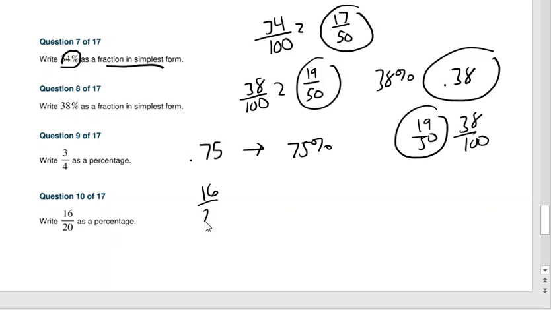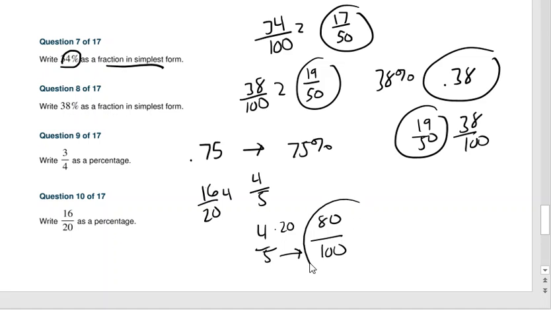So let's first go ahead and simplify this because 4 goes into 16 4 times, 4 goes into 20 5 times. Now from there, there's a couple of different things that you could do. You could make an equivalent fraction by making your denominator 100. And to get from 5 to 100, you have to multiply by 20. So 4 times 20 would be 80. And once you have something out of 100, that would just be your percentage, 80%. That's one way you could do it.